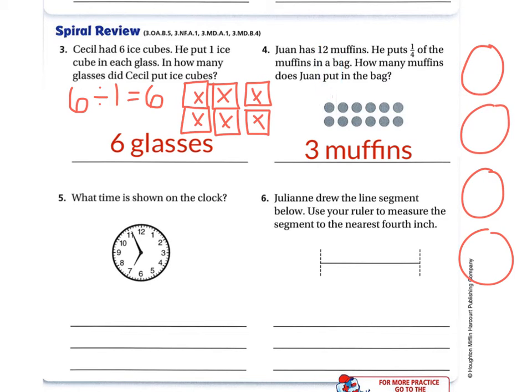Now I have 12 total. He did not put 12 muffins in a bag. He is putting 1/4 of these 12 in a bag. So if I partition these 12 muffins into 4 groups, I can look at one of the groups, and that would be 1/4 of 12. So let's go ahead and partition 12. 1, 2, 3, 4, 5, 6, 7, 8, 9, 10, 11, 12. If we look at one of the groups right here, that's 1/4. So how many are in 1/4? 3. And that is our answer.